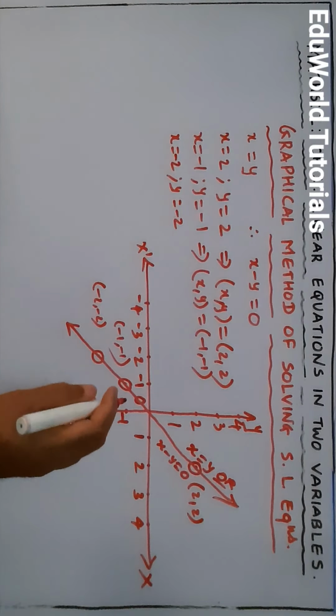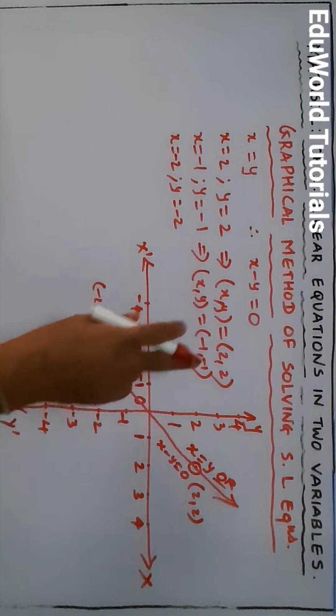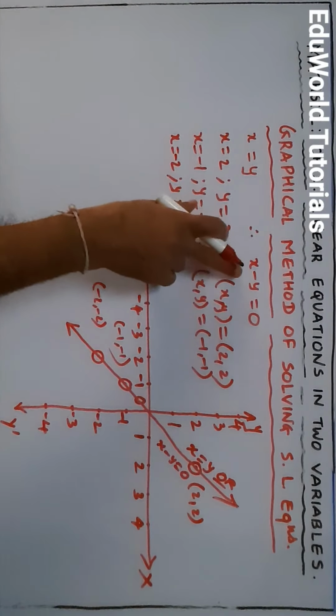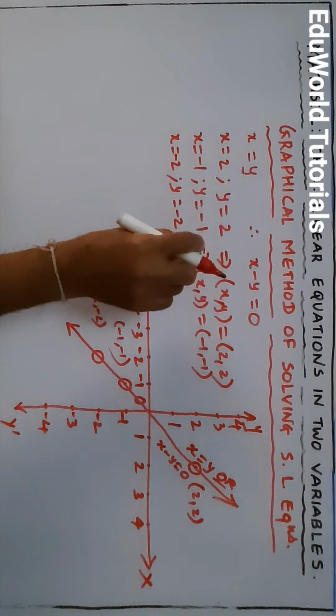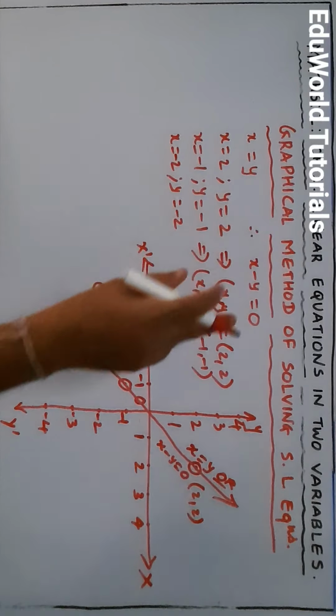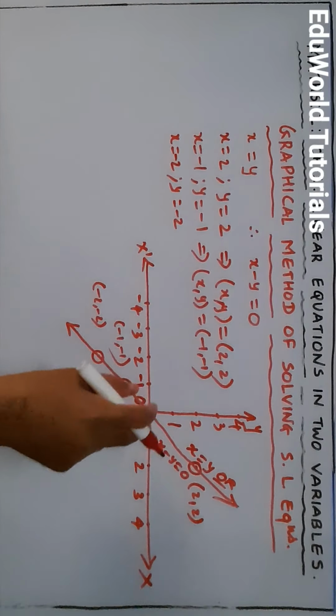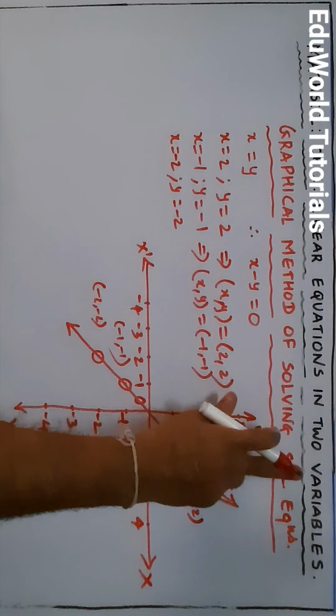So now student, do you understand what is the meaning of linear equation? This type of equations are called linear equations, because whenever we plot the graph of this equation, the graph will always be a line. That is why such equations are called linear equations in two variables.